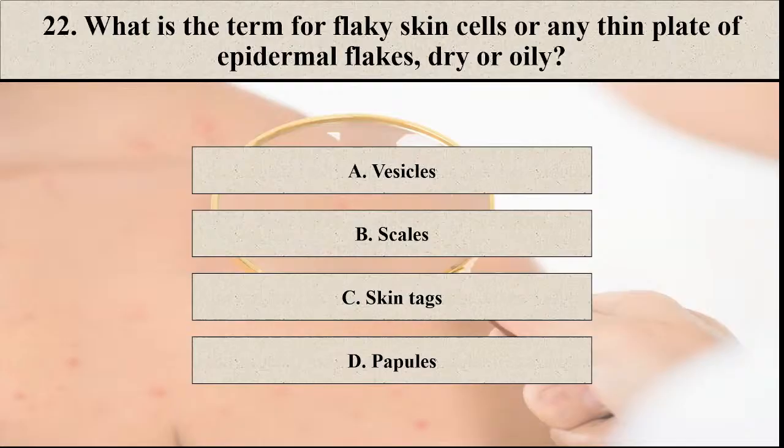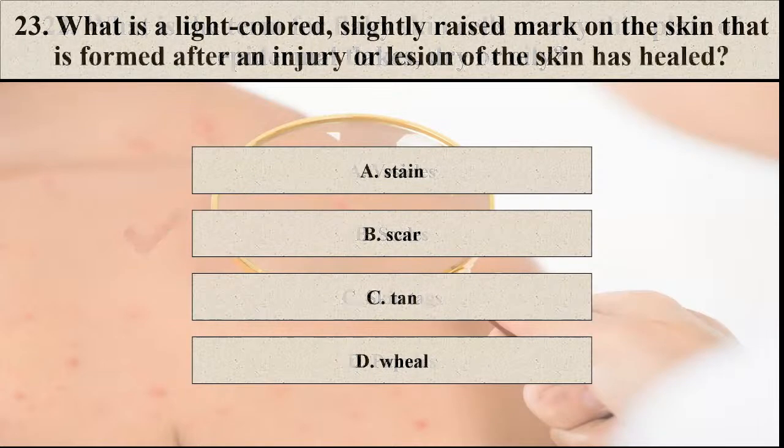What is the term for flaky skin cells or any thin plate of epidermal flakes, dry or oily? Is it vesicles, scales, skin tags, papules? If you chose B, scales, you are correct.